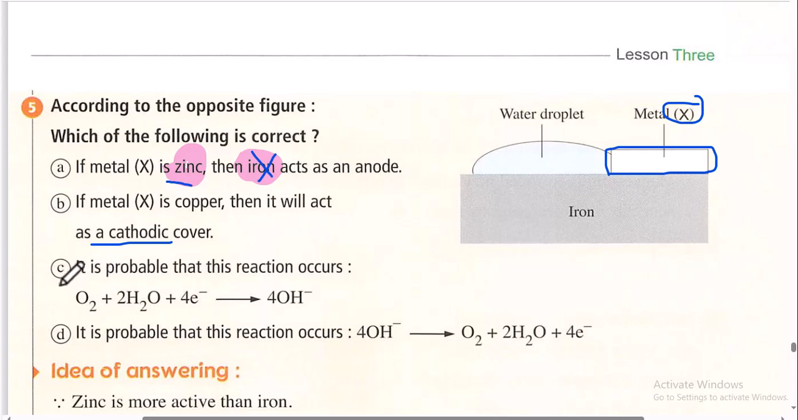Choice 3 or C, it is probable that this reaction occurs. What is this reaction? A cathodic reaction of rust. 4 electrons come from the oxidation of the anode, take 2 atoms of oxygen in the form of gas and 2 water molecules to form hydroxide ions. So it will happen. It is the reaction of rusting, and it really will happen, and this is the correct answer, C.